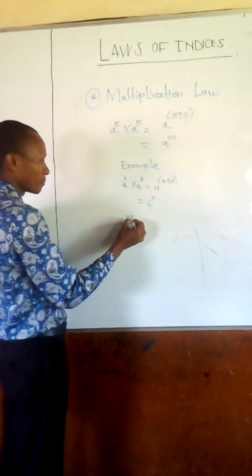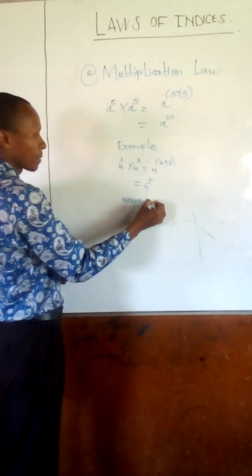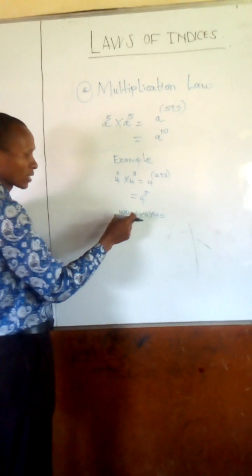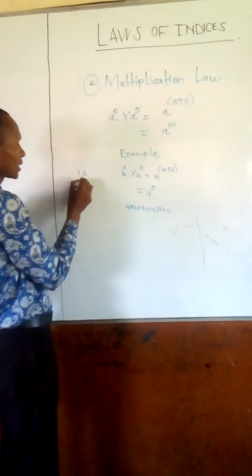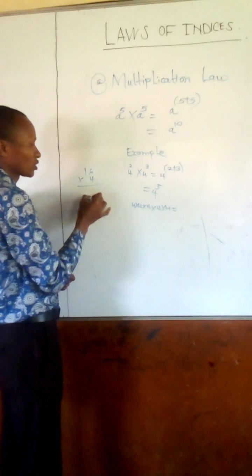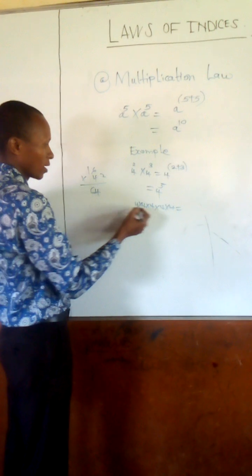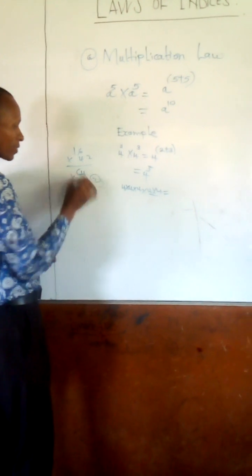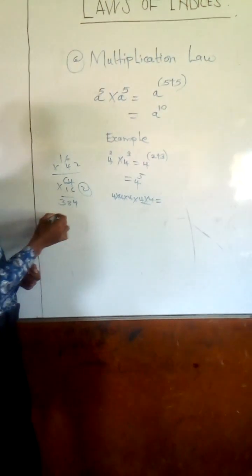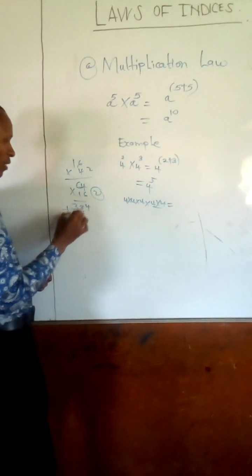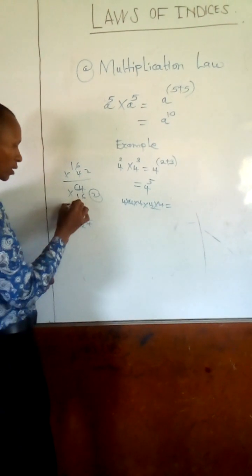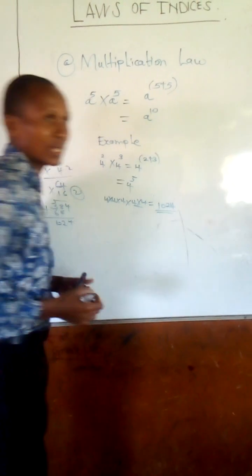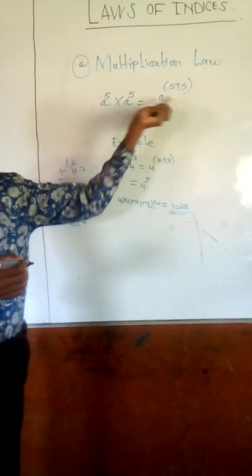That means you are going to say 4 times 4 times 4 times 4 times 4. How many times? 1, 2, 3, 4, 5. 5 times. 4 times 4 is 16. 16 multiplied by 4 is 64. 64 multiplied by 16 again gives us 1024. That is according to the multiplication law of indices.